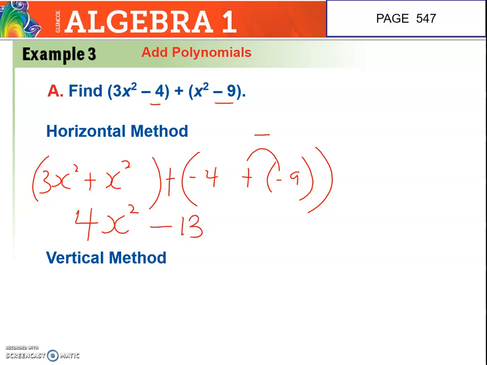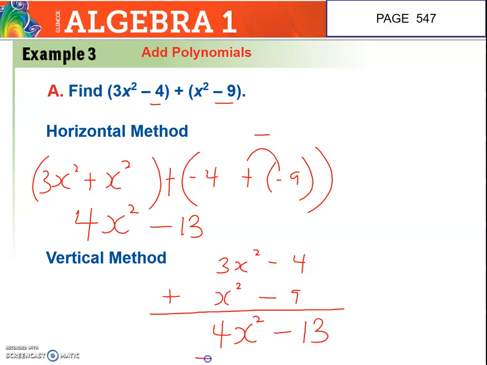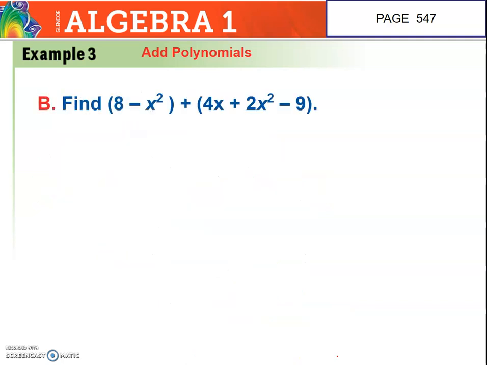Now you can continue to do the vertical method. Now let us do it together. We have 3x squared minus 4 plus x squared minus 9. So this gives us 4x squared, and positive and negative we still have negative, so minus 4 minus 9 will give us minus 13, and that is our answer. So we still arrive at the same.